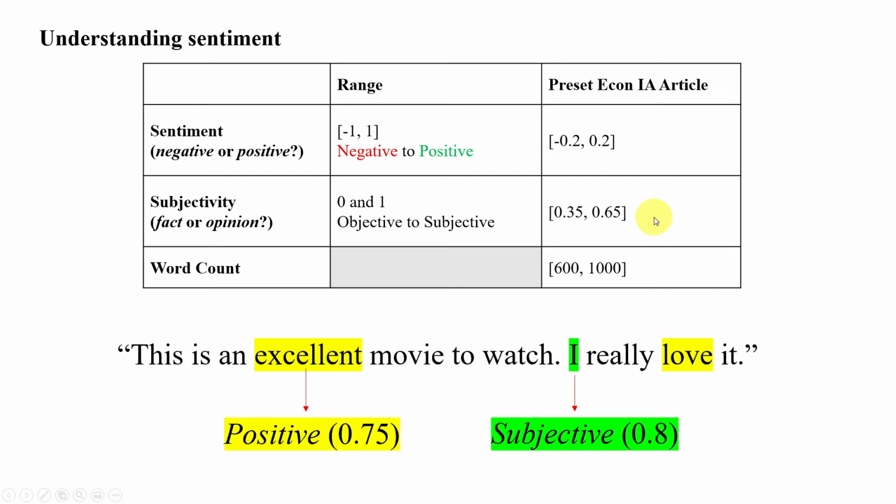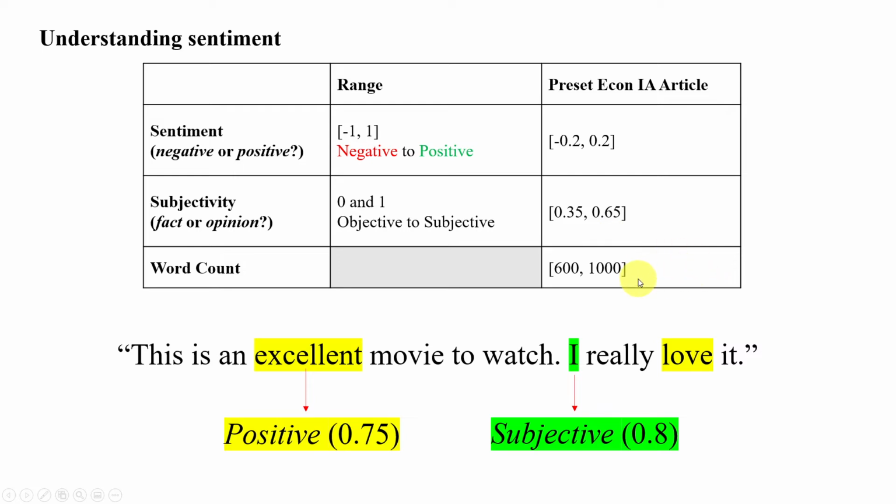We want the article to be relatively subjective. We want some of the author's opinions that we could analyze in our IA, but we do not want it to be entirely subjective. Especially, we do not want a lot of I's and we's, okay? We want it to be rather subjective, but not entirely subjective. So that's why we set a value of 0.35 to 0.65.